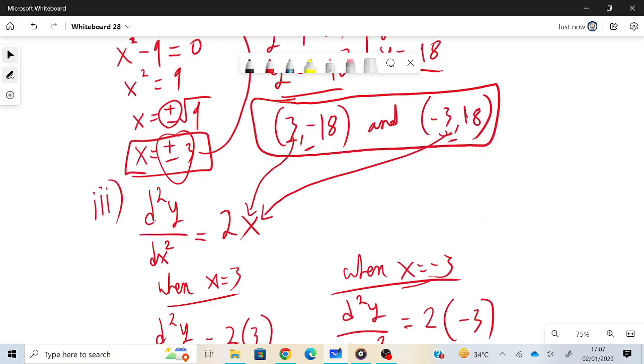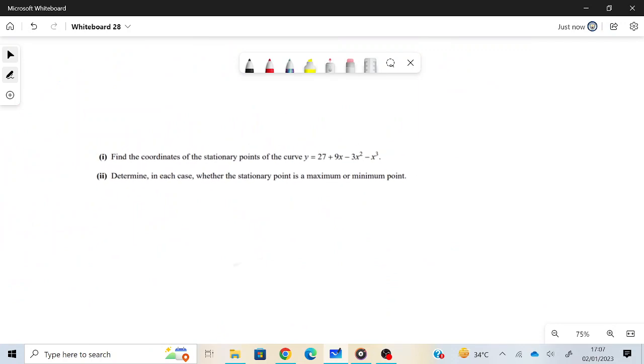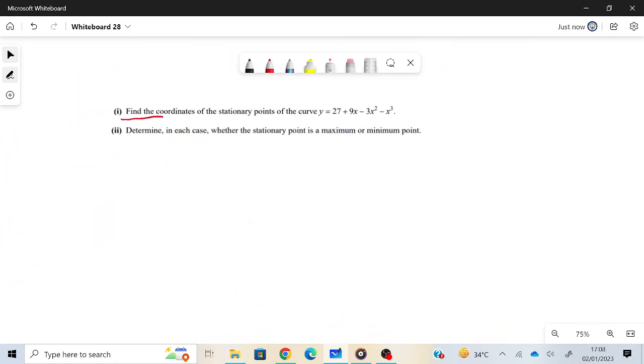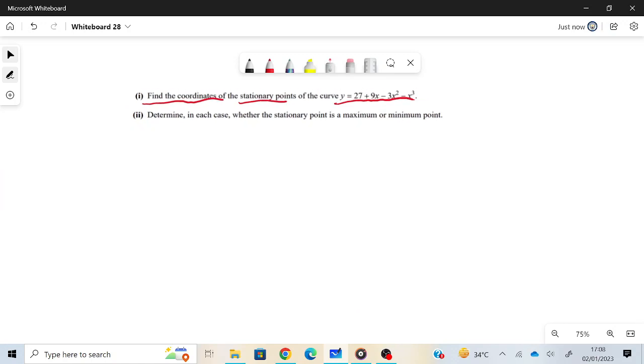So on to the next example. Okay, this one says find the coordinates of the stationary points of the curve y equals 27 plus 9x minus 3x squared minus x cubed. That's the first part. So let's go right ahead and do this. This may be a bit technical, but try your best to stay along with me.